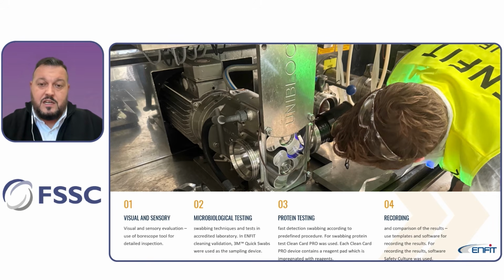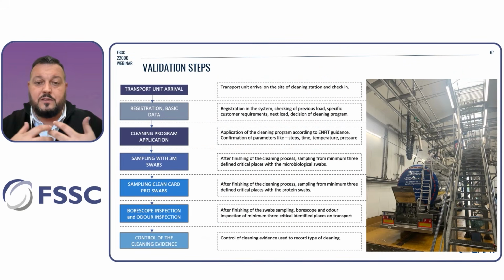And after that, you start doing the cleaning. You can select how many transporting units you're going to clean. And then you need to do several check-ins like visual and sensory, microbiological testing, protein testing, and of course, recording of this data. So as you know, validation, you can do it only once, but you can for each cleaning program. And this means that you need to follow exact validation steps like registration, cleaning program application, sampling with swabs, microbiological, then sampling with a clean card or protein swabs. Then at the end, boroscope and odor inspection. And at the end, of course, control of the cleaning evidences, which packs everything there.